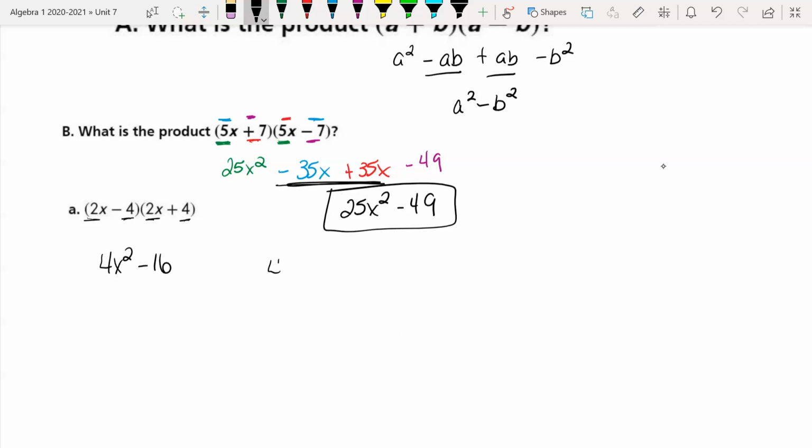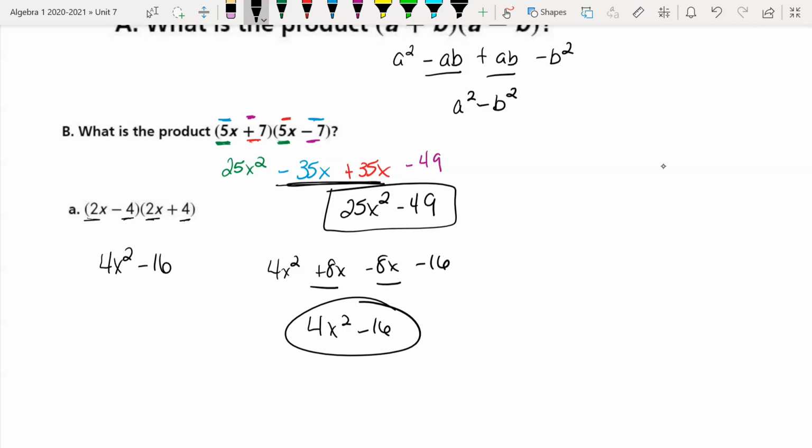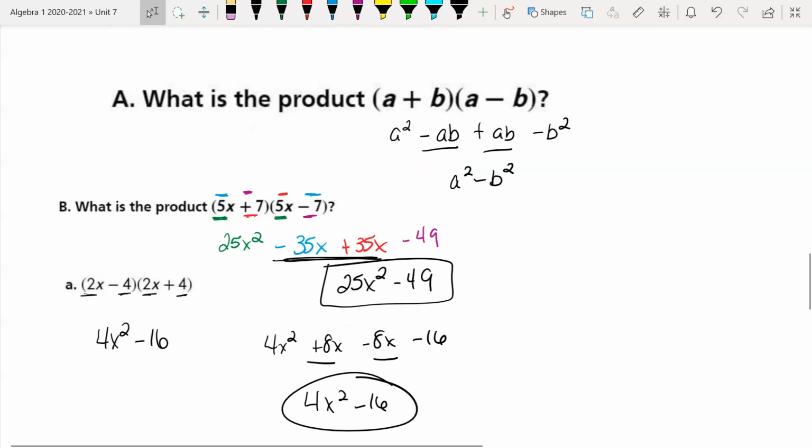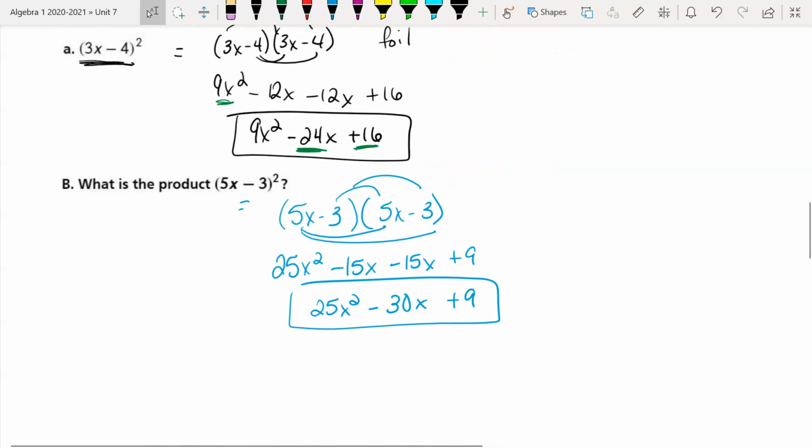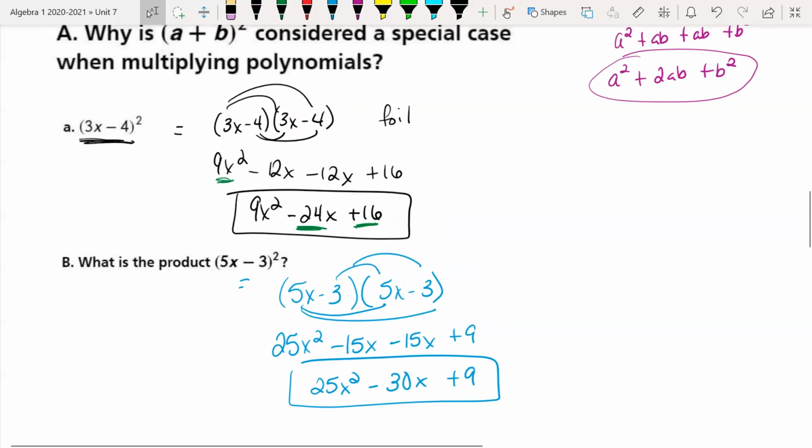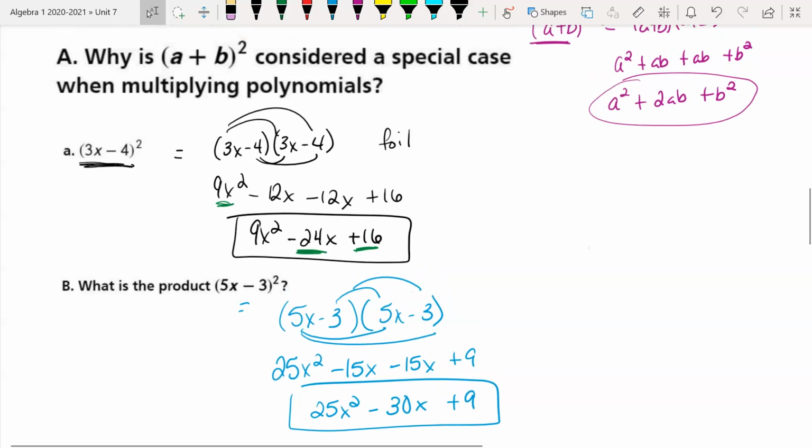But if we FOIL, right, we'll get 4x squared plus 8x minus 8x minus 16. Well, those are going to cancel, so then I would get 4x squared minus 16. And again, these are just called special patterns because notice the A and the B are the same. However, if I put a plus or a minus sign in between them, it changes the outcome. So if one's a positive, one's a negative, the middle term's going to cancel. If they're both the same, then it's going to be AB times 2 to give you the middle term.